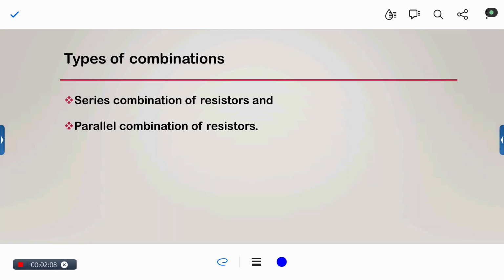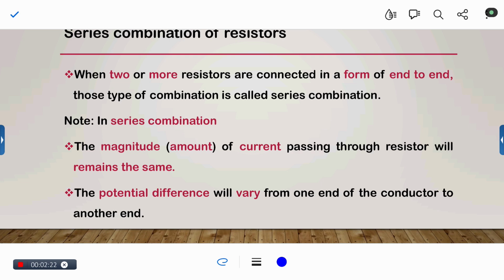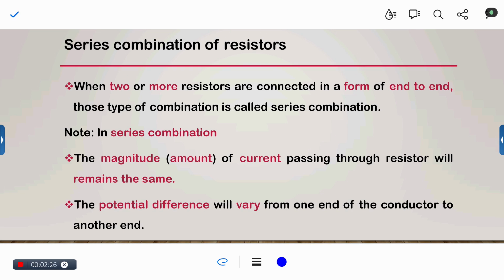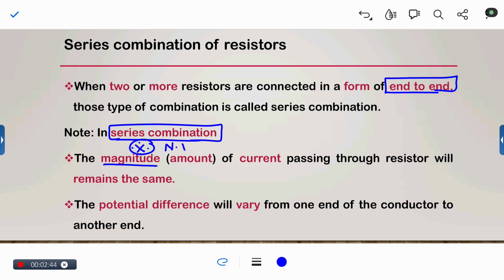Next. So generally, we have two basic types of combinations: series combination and parallel combination. First, what is meant by series combination? Already learned the basic thing in part 2 or 3, I think. Whenever two or more resistors are connected end to end, we need to remember a condition in series combination. The magnitude of current, magnitude in the sense the numerical value, is going to remain the same. Whereas the potential difference will vary from one resistor to another resistor. Why? Because the resistors are connected at different points or different ends, the potential difference will vary from one resistor to another.